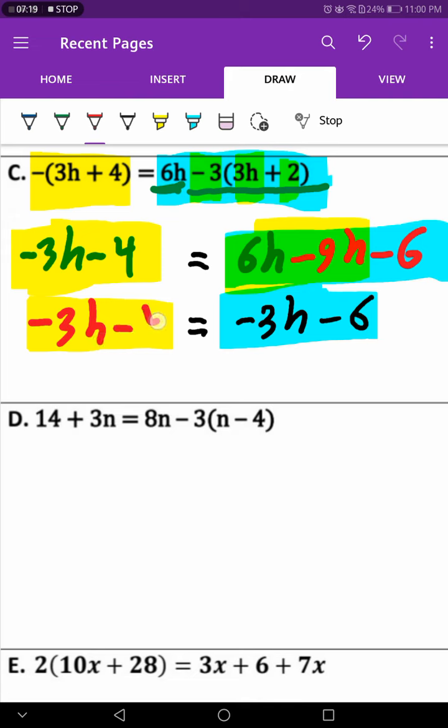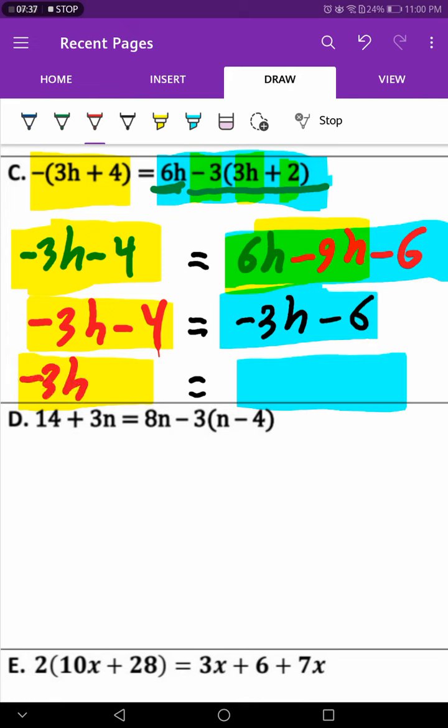And now I will throw the h's to one side, the left side, my dear student, and throw the numbers to the right side. When I throw, I change the sign. Remember, the -3h here is a host. This I will throw now. It will be +3h.